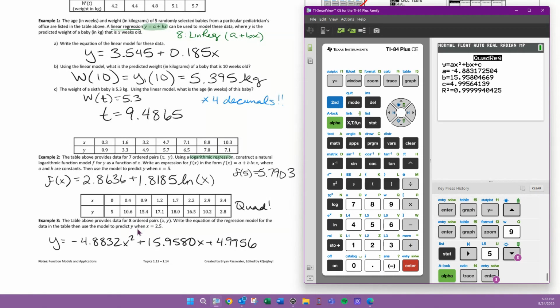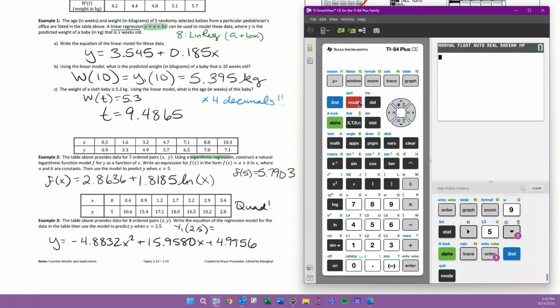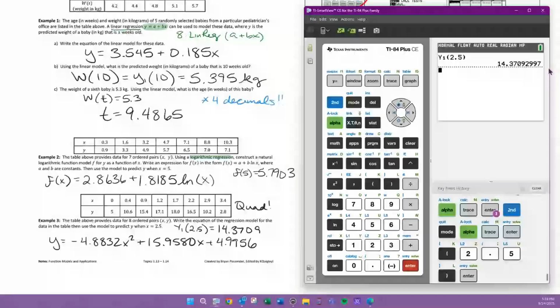Then we're going to use this model to predict the output when the input is 2.5. So like I'm saying, we're doing y1 of 2.5 back on the home screen so that we can plug that value in. So we will quit. Alpha trace enter 2.5. We have our output prediction 14.3709. My bad.